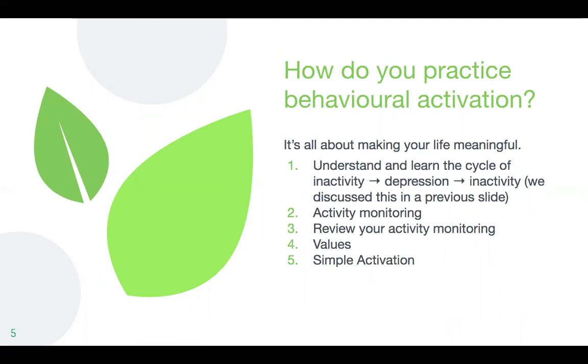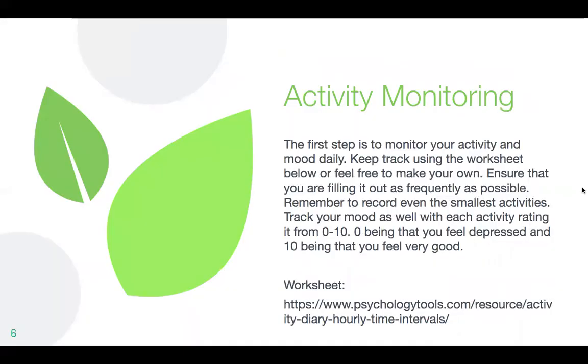So the first step is to understand and learn the cycle of inactivity, which leads to depression, which leads to more inactivity, which is what we discussed in one of the first few slides. Next, you want to do activity monitoring. Then review your activity monitoring, understand your values, and simple activation. And we're going to go through each step. So the first is activity monitoring.